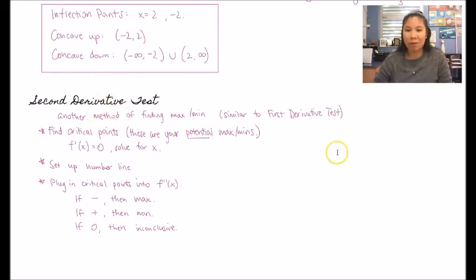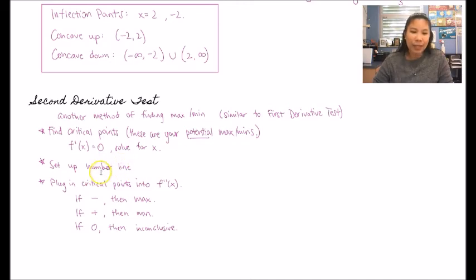So that's the same as the first derivative test. Remember, to find your critical points, you're taking your first derivative, setting it equal to 0, and then solving for x. So when you solve for x, these are your potential mins and maxes. You just don't know which one they are. So that's why you want to find those first, because then we can test those numbers out to see if they're maxes or mins. Set up your number line like you would for the first derivative test.